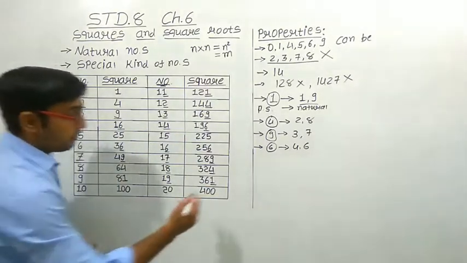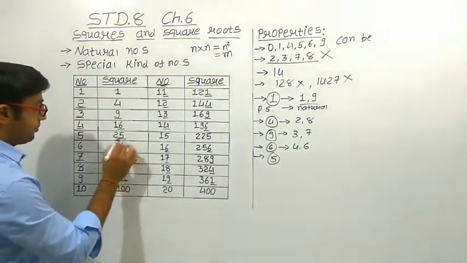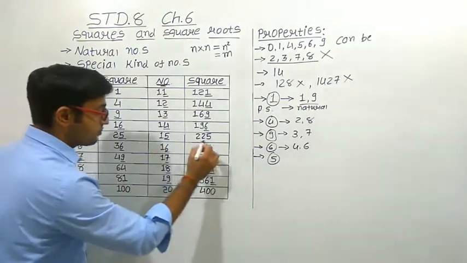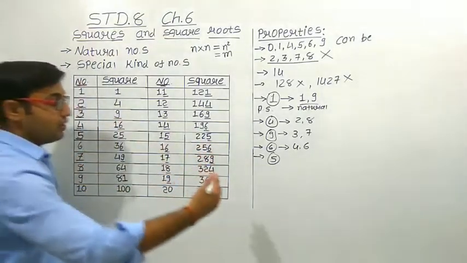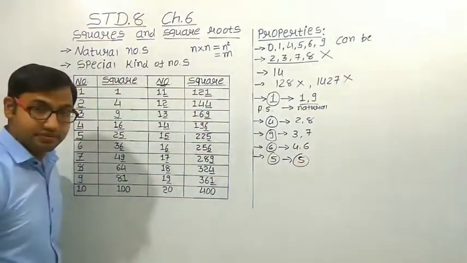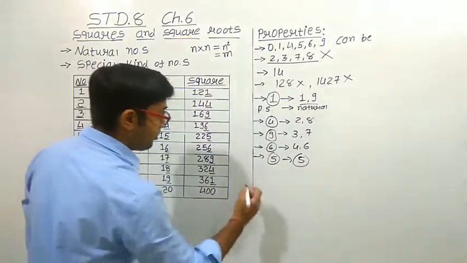Or which number will remain? 5. And for the 5, there is only one number. If there is a 5 in the unit place, the perfect square number also has 5 at the unit place. Right? So these are some of the properties that we have observed.